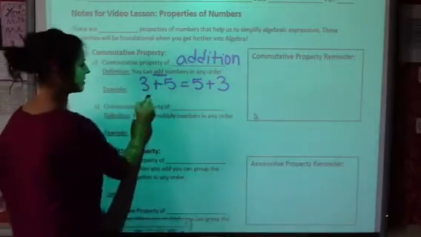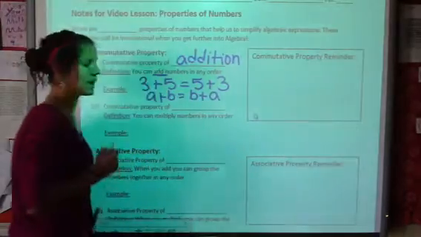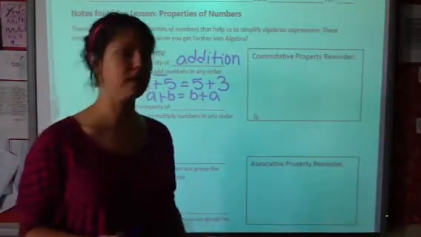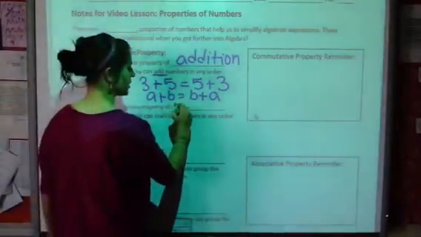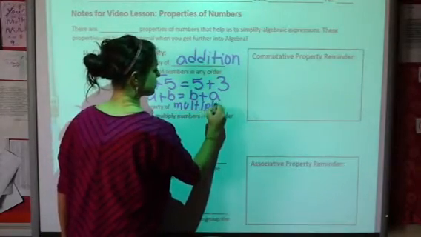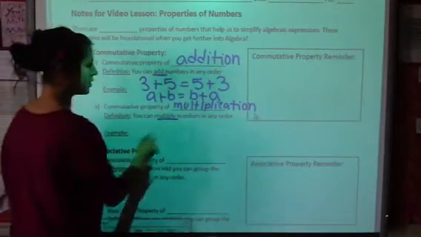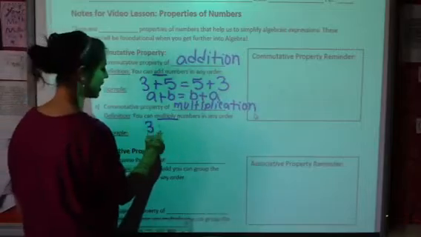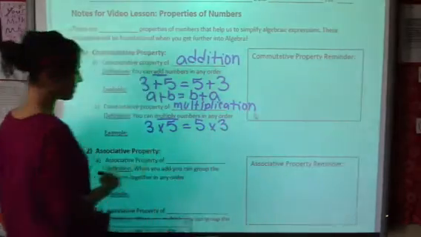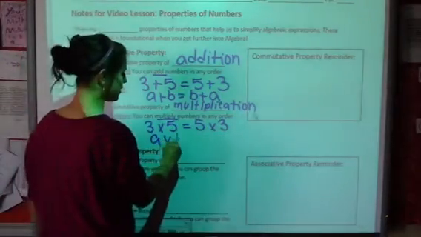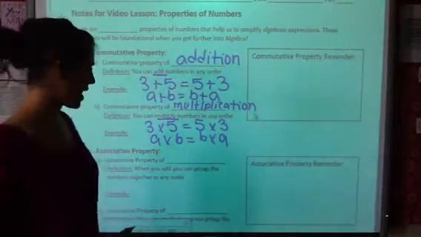In algebra, we write this as A plus B is equal to B plus A. So in algebra, we use letters to represent the rule or the property. There's also the commutative property of multiplication. Similar, it says you can multiply numbers in any order. So I'm going to say 3 times 5, which is 15, is equal to 5 times 3. It doesn't matter the order. So we can say A times B is equal to B times A. And again, that's just a mathematical way to write that.